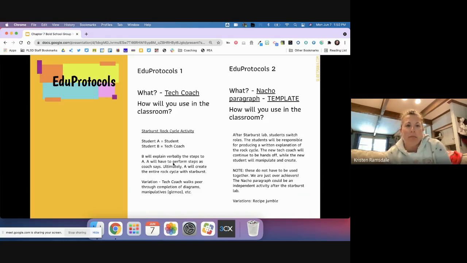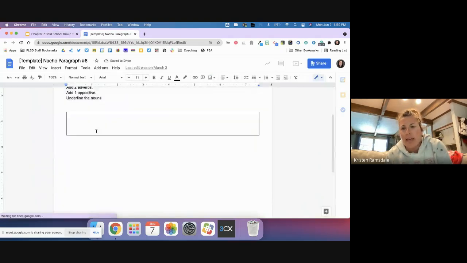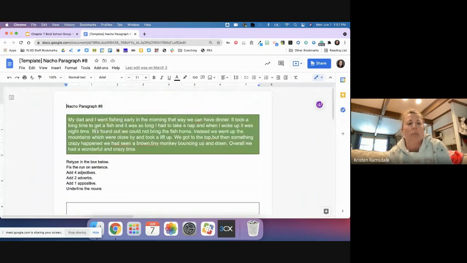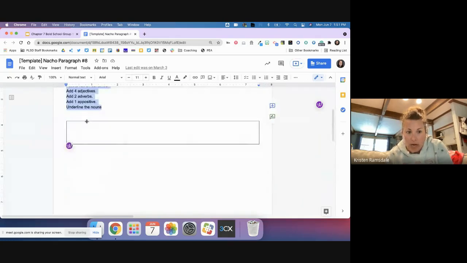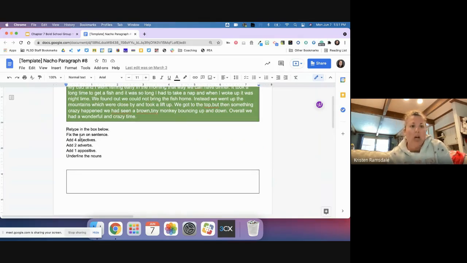So we had 2 ed protocols. One was a tech coach and one is the nacho paragraph. Let's start with the nacho paragraph, please. Okay, we just used the template that they gave. I think we all probably do something somewhat similar to this, where you can give a paragraph to the kids and then they have to edit it. And the edits you would list underneath, and you can have them highlight their 4 adjectives in one color, so it's easier grading for you.